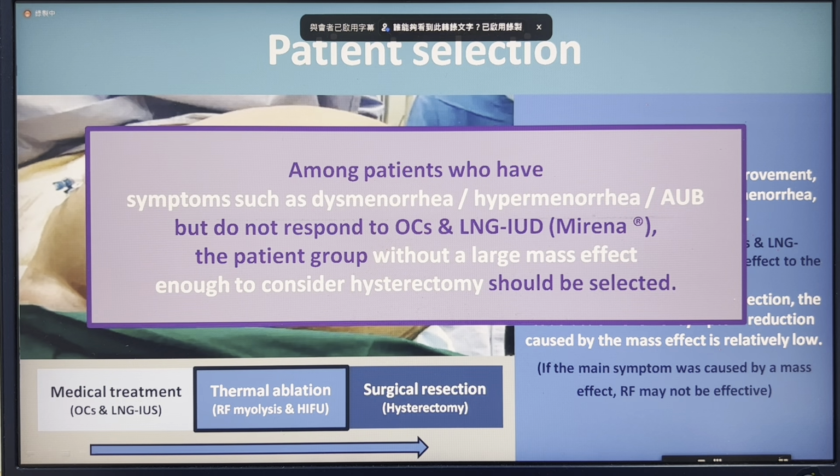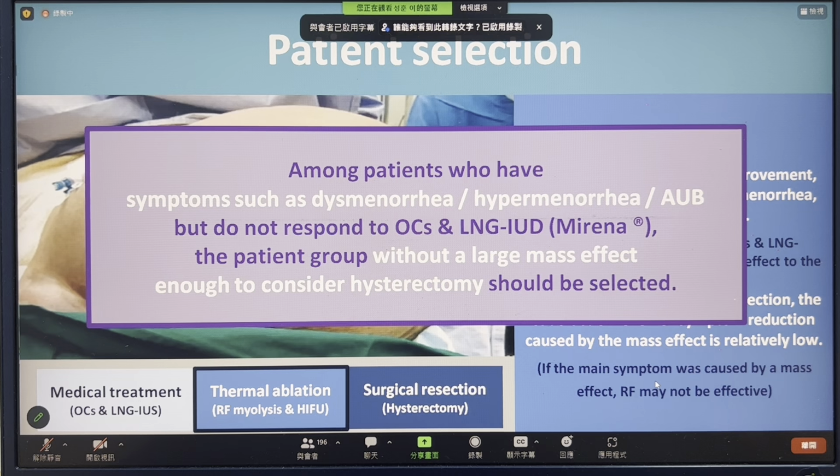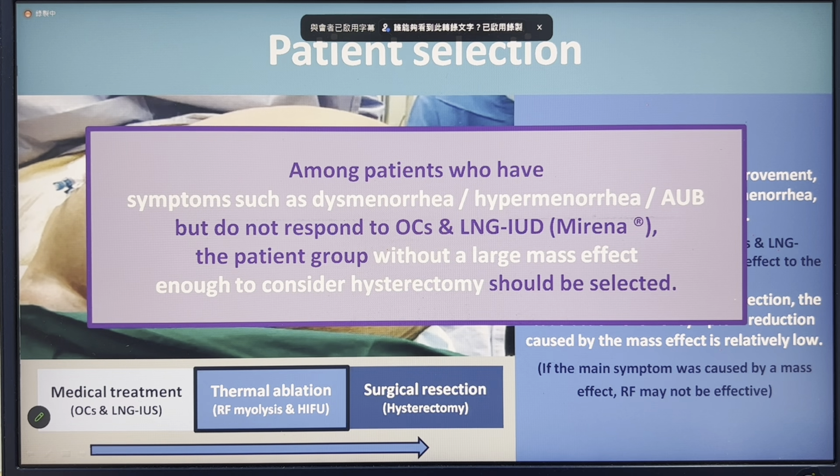So among patients who have symptoms such as dysmenorrhea, hypomenorrhea, and AUB, but do not respond to the medical treatment, the patient group without a large mass effect enough to consider hysterectomy should be selected. Postoperative satisfaction is higher in patients with relatively small mass size and severe dysmenorrhea, hypomenorrhea, and AUB.